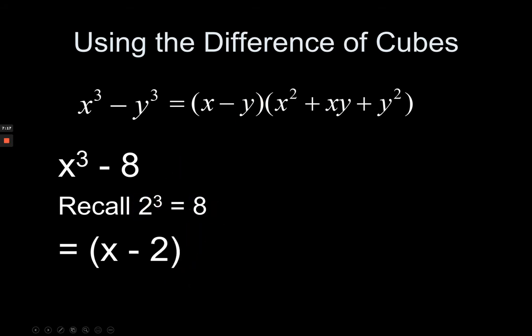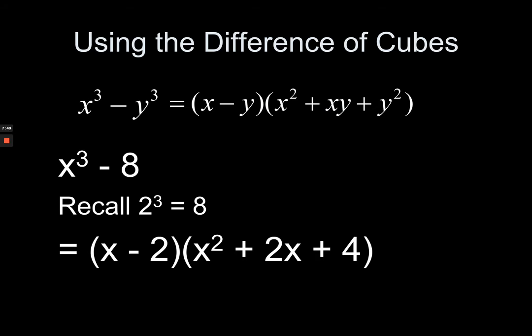Followed by x squared. On the second part of the trinomial is x times y, x times 2. Negative 2? No, it's positive. So positive 2 times x, positive 2x. And then the last part is just the square of 2. The square of 2 is 4. And it's done.